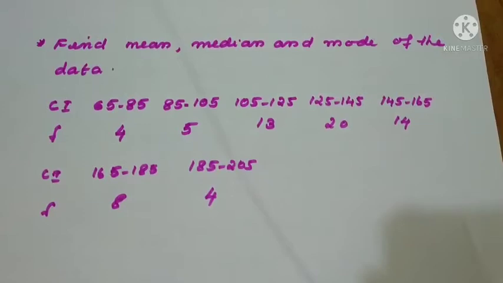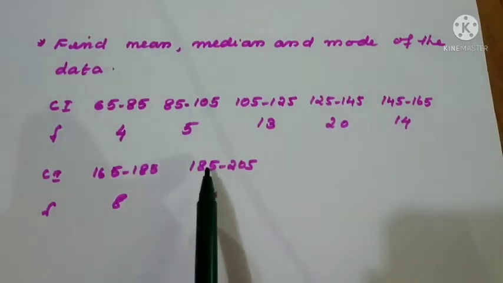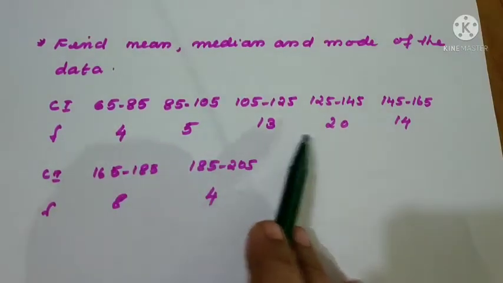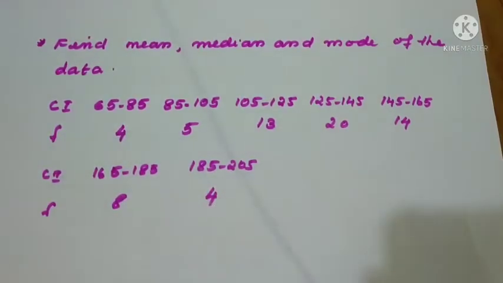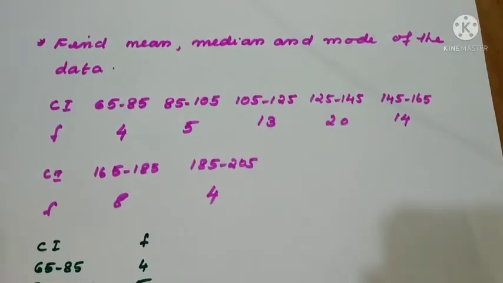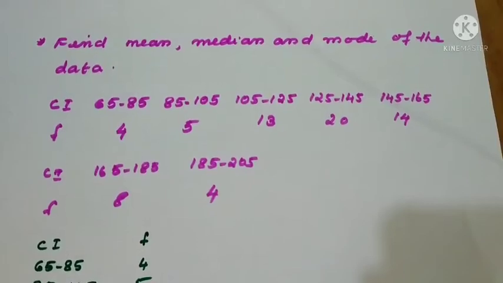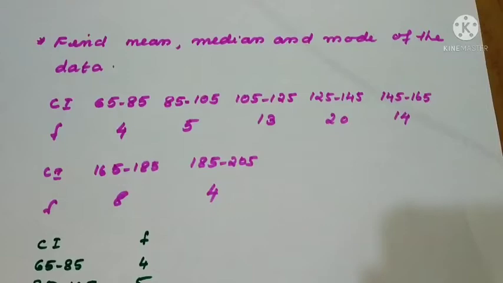Find mean, median and mode of the data. Then class interval 65 to 85, 85 to 105, 105 to 125, like that. The last class interval is 185 to 205. Frequencies are 4, 5, 13, 20, 14, 8 and 4. One more question we can do for mean, median and mode of the data. Class interval 65 to 85, 85 to 105, 105 to 125, like that. We are having the frequencies.